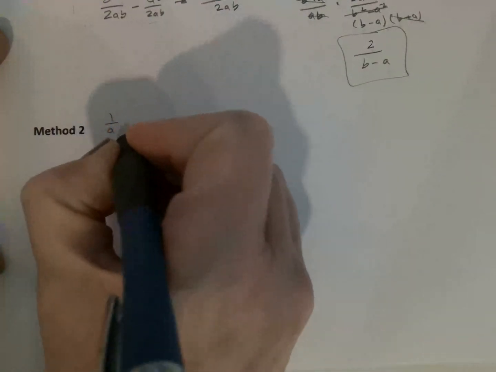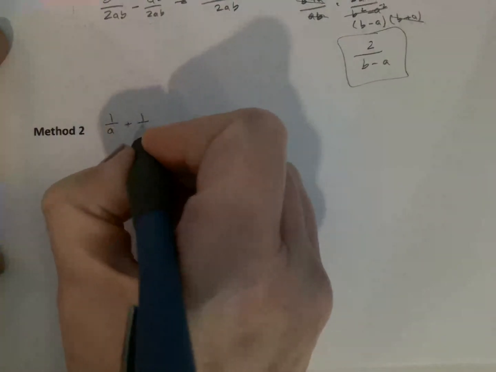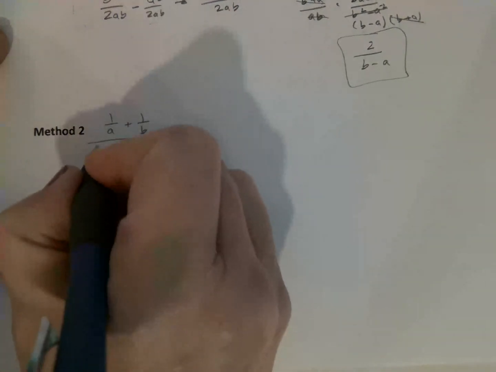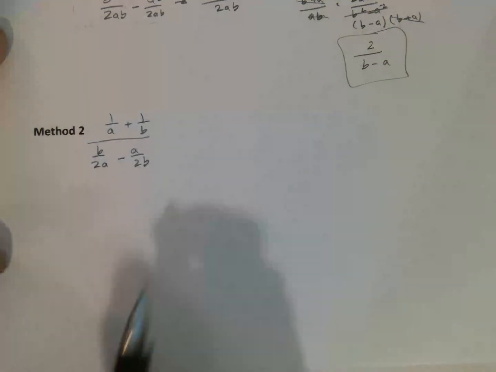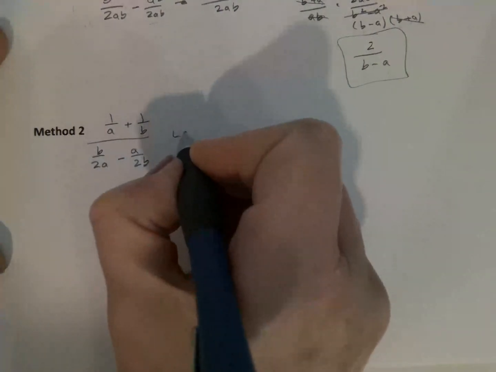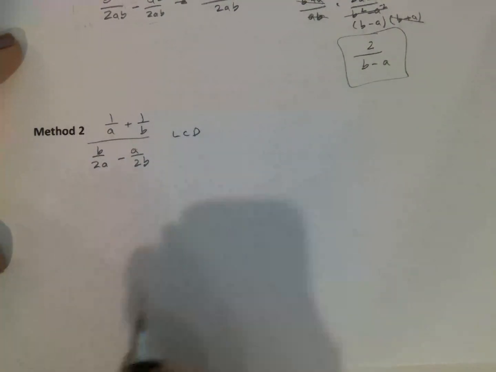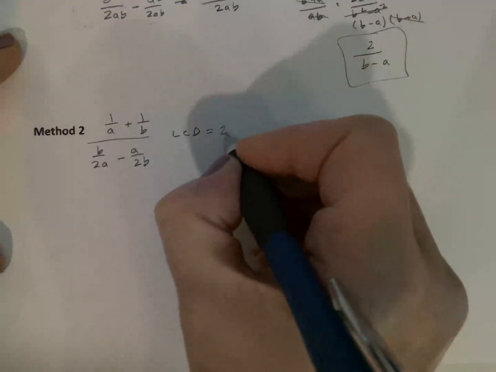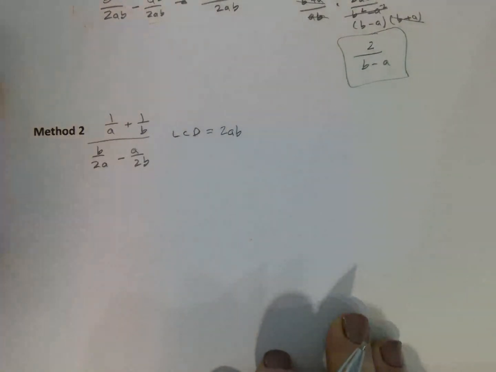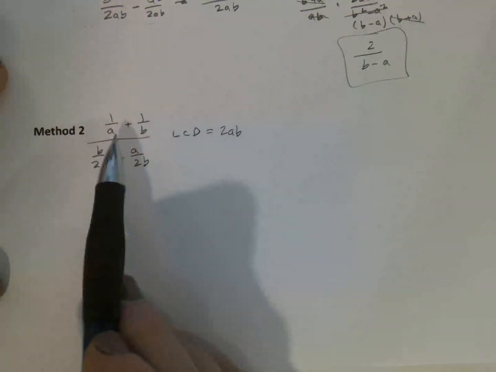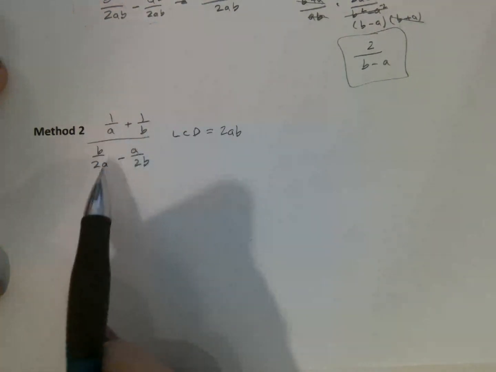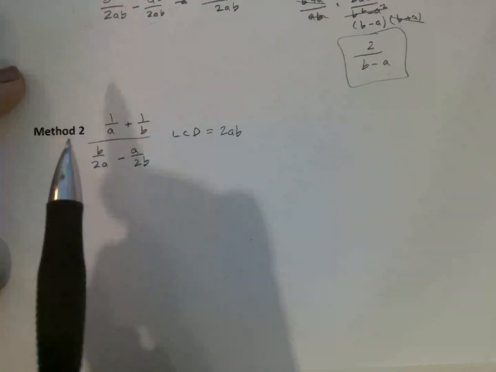So it was 1 over A plus 1 over B, all over B over 2A minus A over 2B. So if I look at all the denominators, my least common denominator for all of them would be 2AB. Okay, and this method works really well when your denominators are similar. So here I've just got A's and B's and 2. So this method works pretty well for this.